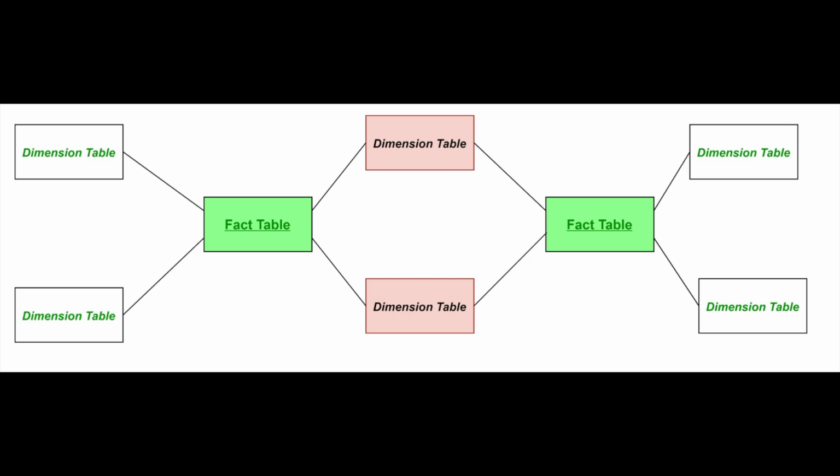One more point to consider is that there's a third schema type, called the fact constellation schema, where we can have multiple fact tables and multiple dimension tables. And mostly in practical use cases in companies, we use a combination of these schemas.